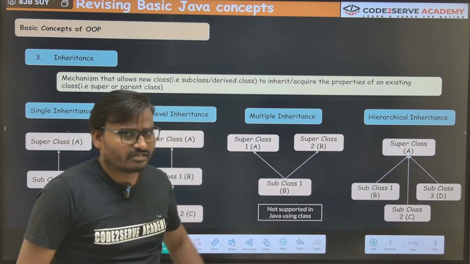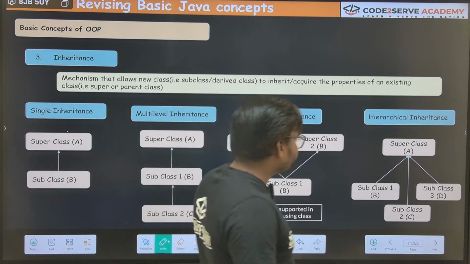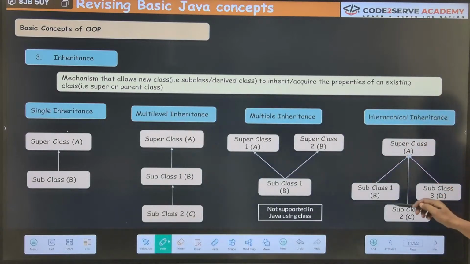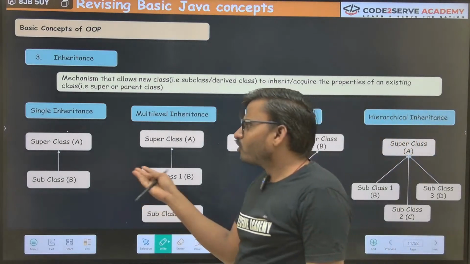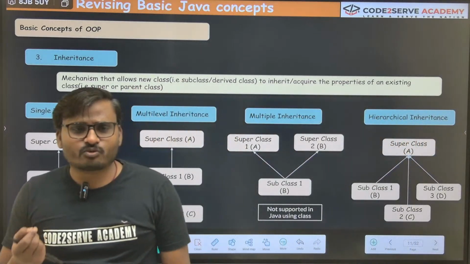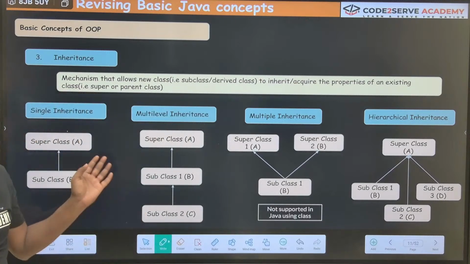Next is hierarchical, right? Here you see this is a super class, and we have so many. This is also inheriting from this. This is also inheriting from this. This is also inheriting from this. In a programming language, what is the importance? You might ask the question, what is the importance here? Why are we learning this?